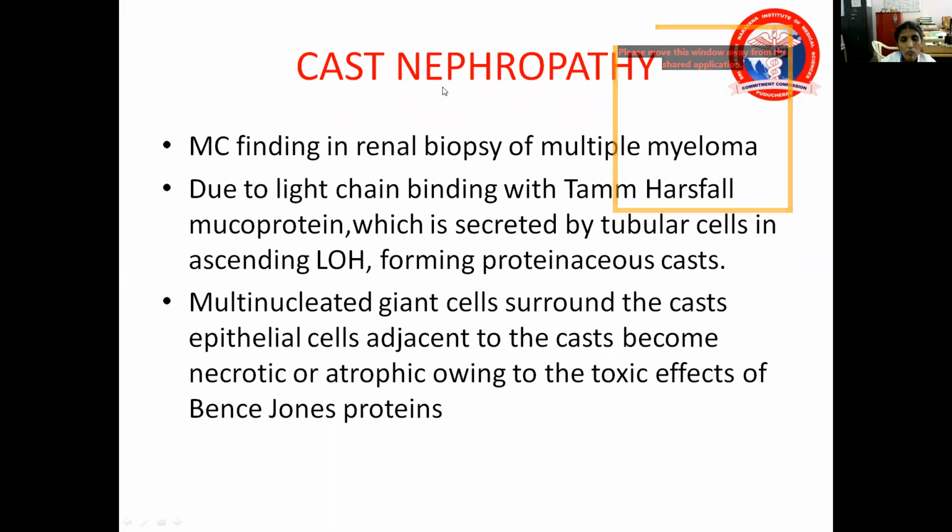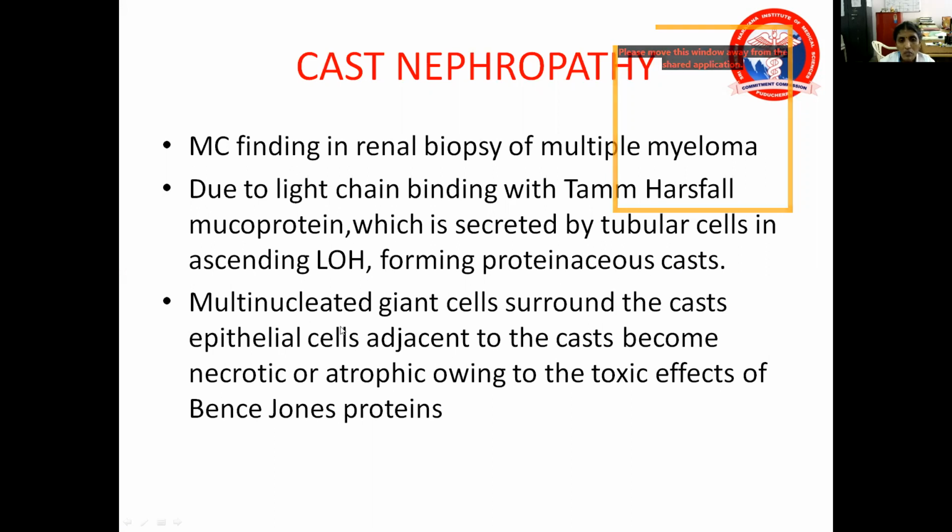Cast nephropathy is the most common finding in renal biopsy of a myeloma patient. How are these casts formed? This is due to the light chain binding with the Tamm-Horsfall mucoprotein, which is normally secreted by the tubular cells in the ascending limb of the loop of Henle. They combine together and form a proteinaceous cast, which is going to cast the appearance of the tubule. So that is why it is called a cast.